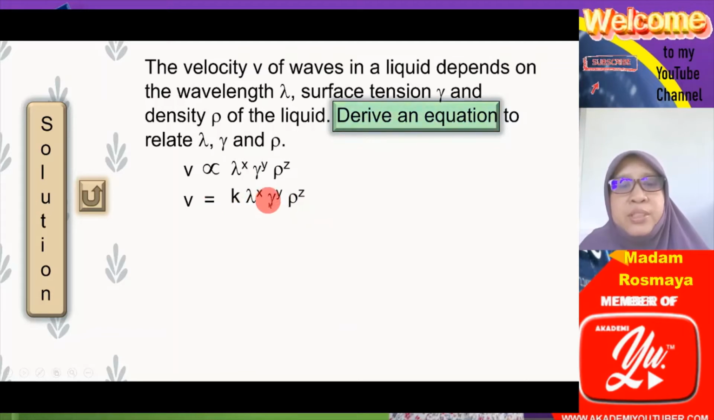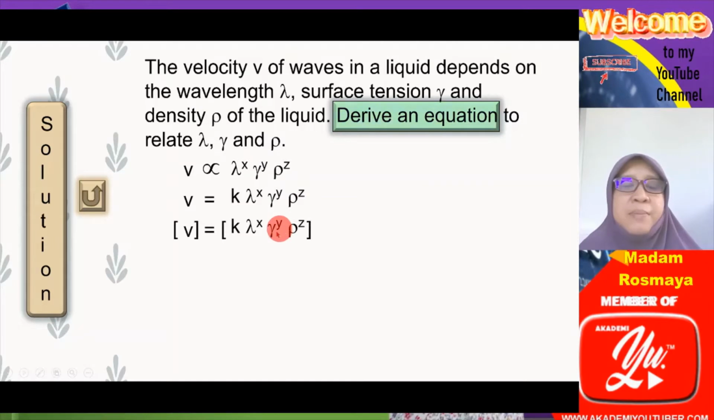Okay, this one we use mathematics rules to convert the first statement to the second statement. When you put equals, to replace the depends on symbol here, we must put together a constant. So this k is called the constant of proportionality. We are going to find this k value later after we form the equation here. The first question is to derive an equation, so we are going to derive the equation first, using the dimensional method.